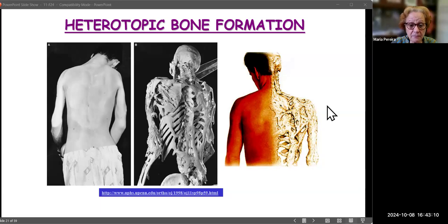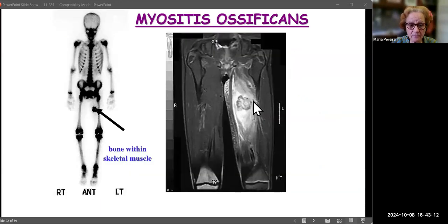This can be very painful because sometimes it can be formed within muscle. So you see here that there's bone formed in muscle tissue, and this is known as myositis ossificans. The prefix myo means muscle, and ossificans means that there's bone formed within the muscle. So you have this hard bone tissue formed within the muscle, and you can imagine how painful that can be.